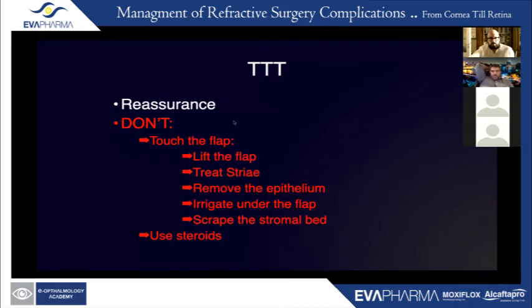But the things you should do: don't touch the flap. Don't lift the flap. Don't treat the striae. Don't remove the epithelium in order to treat the striae. Don't irrigate under the flap. Don't scrape the stromal bed, because the stromal bed might lose some tissue because of this scraping. And do not use steroids. This is not, as we already said, inflammation.